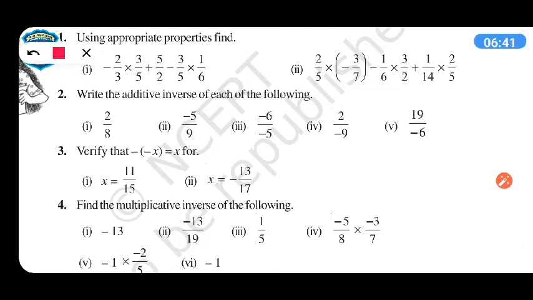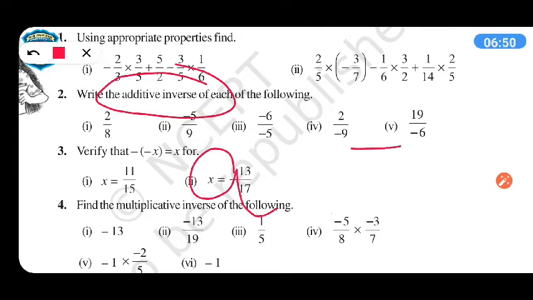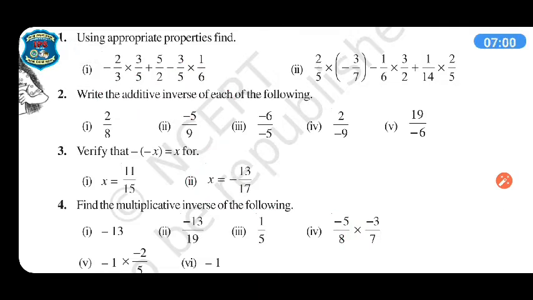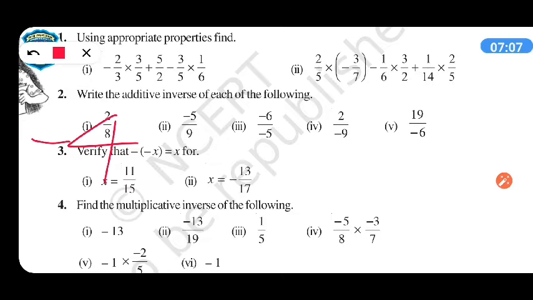So first of all you should understand the meaning of additive inverse. Additive inverse means negative of a number. Suppose there is a number a, then its additive inverse will be minus a. If a number is 7, its additive inverse will be minus 7. If a number is 4, then minus 4, then its additive inverse will be plus 4. Means opposite in sign. Understood?